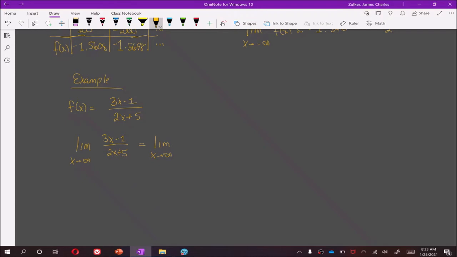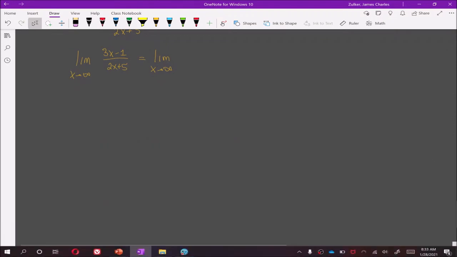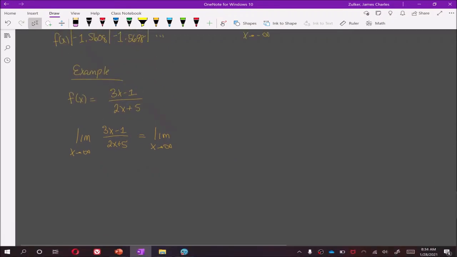Take the largest term in the denominator, which in this case is 2x, and we will divide everything by x, right? So we're going to divide everything by this highest power. So we'll have 3x over x minus 1 over x all over 2x over x plus 5 over x.